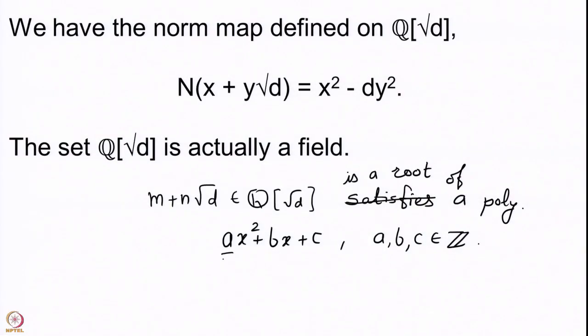If you want a, b, c in integers, then the only polynomial satisfied by 1 by 2 is 2x minus 1. You cannot have a polynomial of the form x minus alpha satisfied by 1 by 2, where alpha is also an integer. Similarly, if you have any higher degree polynomial satisfied by 1 by 2 over integers, then the leading coefficient, the coefficient of the highest possible degree, cannot be 1. This uses slightly advanced mathematics, but that was only an example. So if you have a number in Q root D, this a need not always be 1. But we would like to take numbers where this a is also equal to 1. We call such numbers algebraic integers.